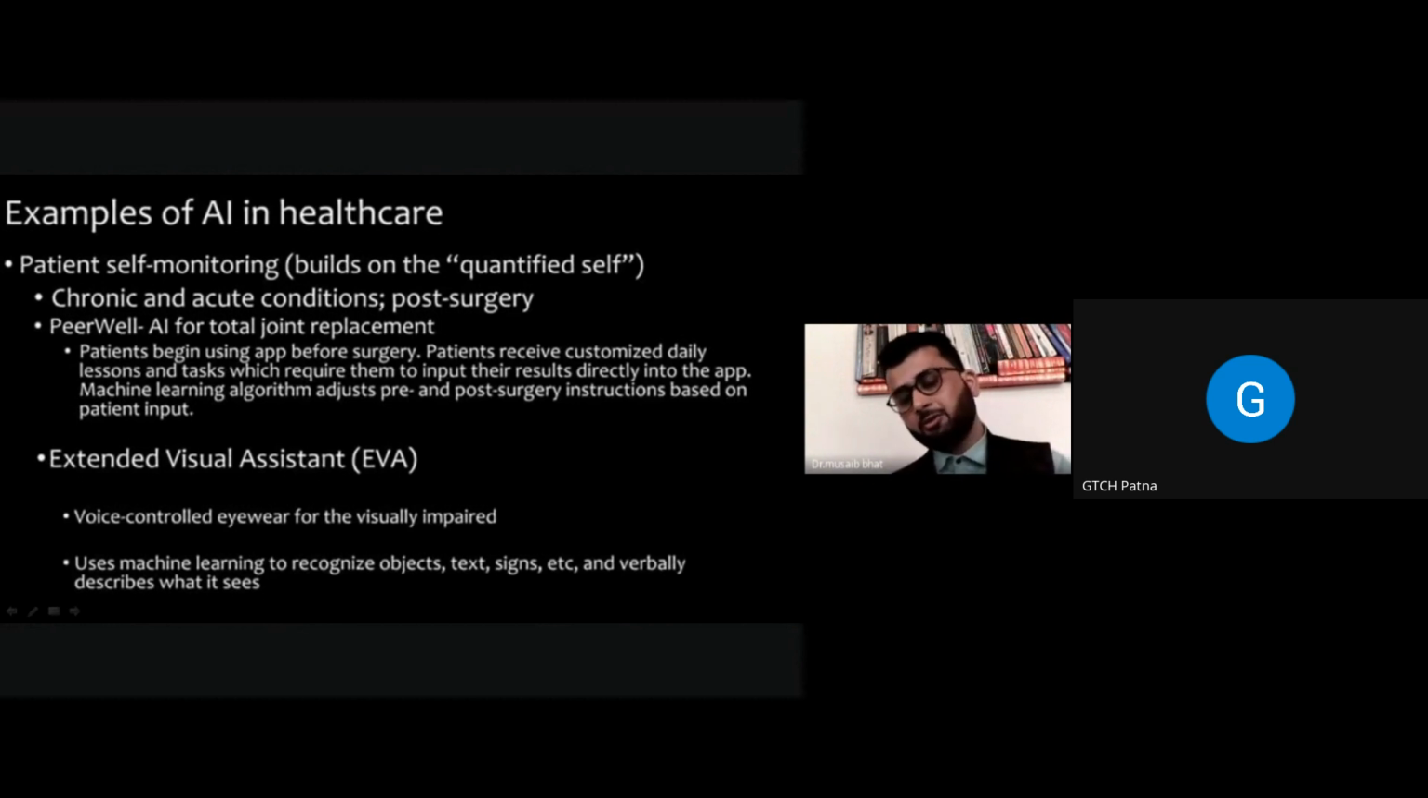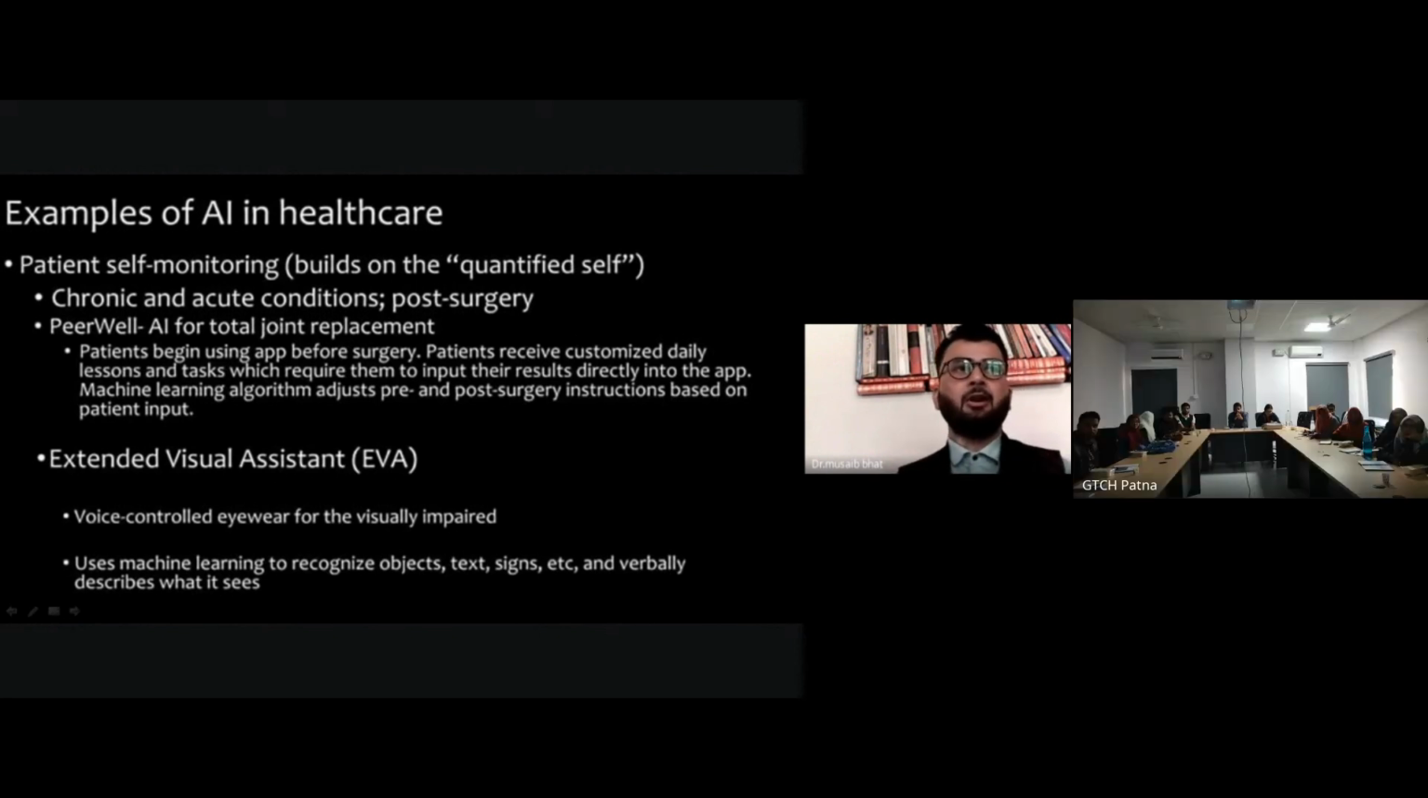So those persons who are born blind, or who actually are blind due to some secondary illnesses, can actually use this tool. It's a controlled IVR for the visually impaired. It uses machine learning, and it is able to recognize objects. It can use text and signs, and verbally describes what it is. So if, for example, I am wearing it, it can tell me what is coming in front of me, at what distance, and what sort of movements or gestures they are making. So this is a very important tool for these blind people.